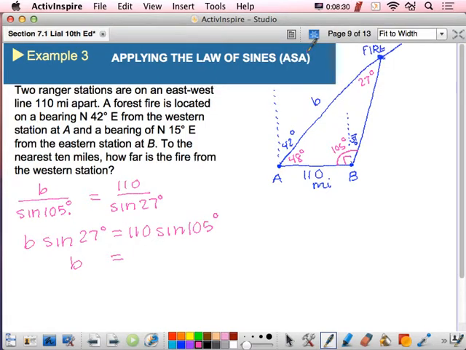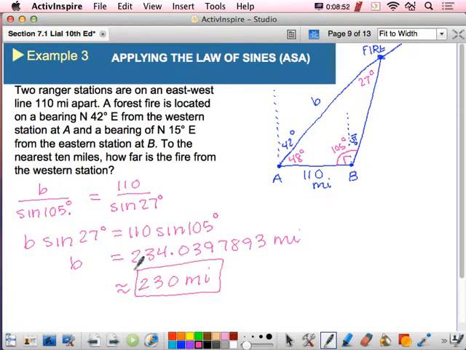So we all got 234.039789 miles. And the problem said to round to the nearest 10 miles, right? Which is, even if we did sig figs, that's where we would round anyway. What does that round to? 230 miles. Be sure you pay attention to directions. If you're not told what to round to, use sig figs. But if you're told, you have to do that instead. Make sense?